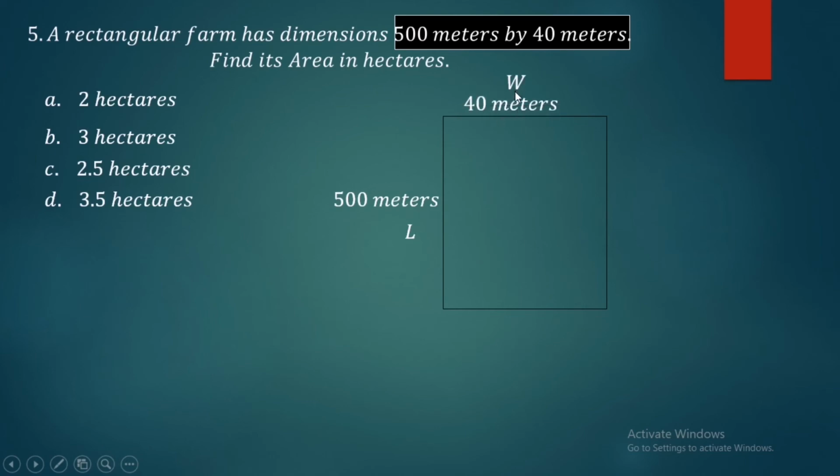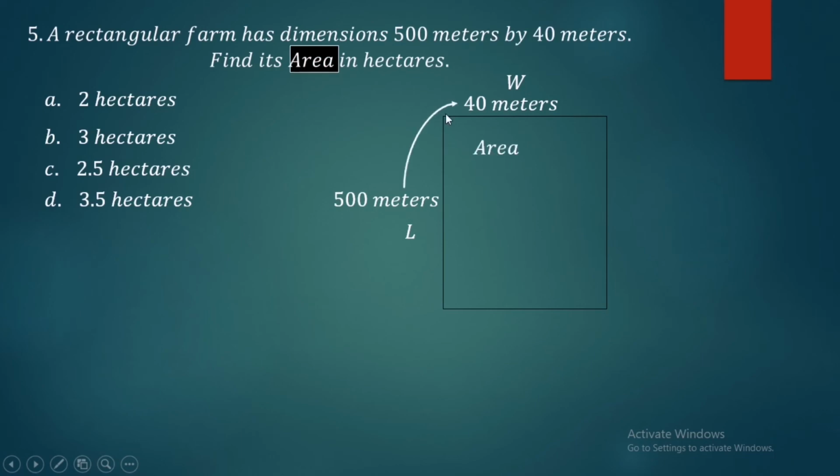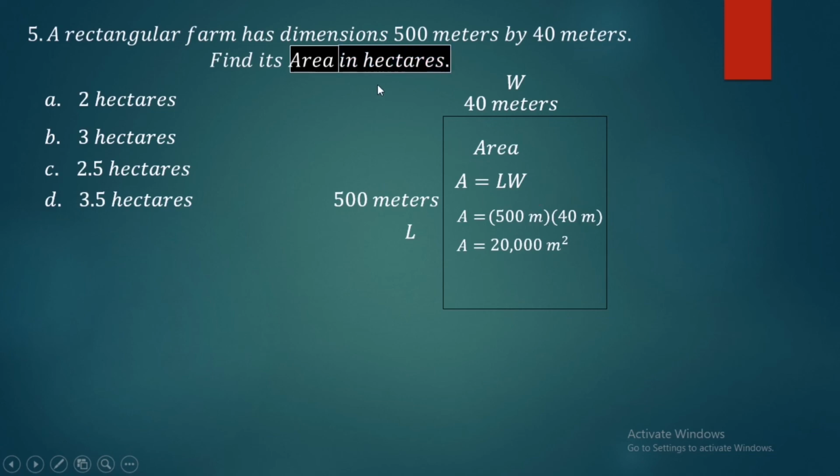So we consider the width as W. Then find its area. To find the area here, we're going to multiply the length times the width. The area is given by length times width. The length is 500 meters and the width is 40 meters. Multiply 500 meters times 40 meters, that is 20,000 square meters.